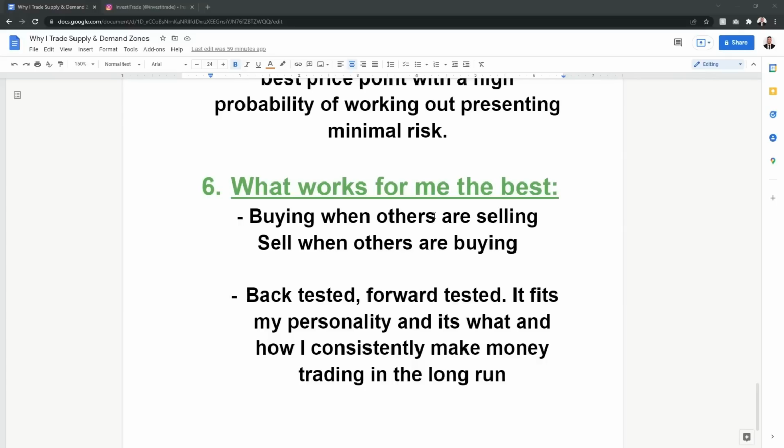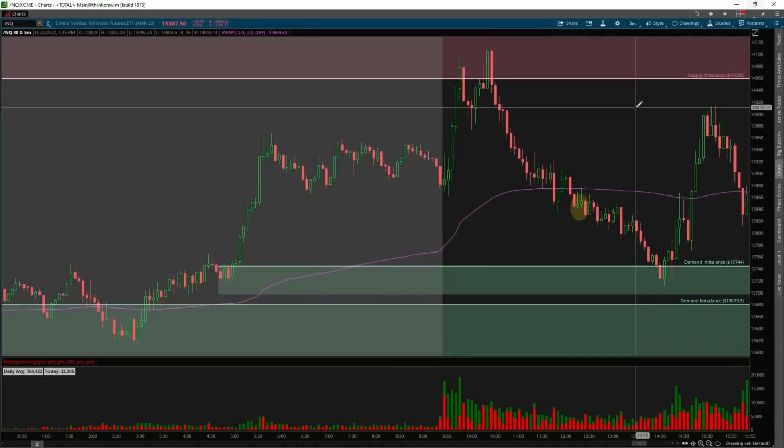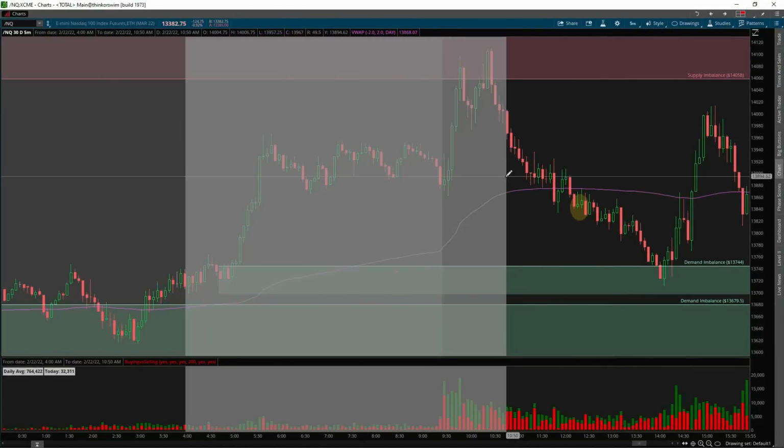I prefer buying when others are selling, and I prefer selling when others are buying. Think about it like this. If 90% of retail traders fail, do what other traders don't do. A lot of traders are buying high at day breaks, selling low at day breaks, and they're getting completely trapped.